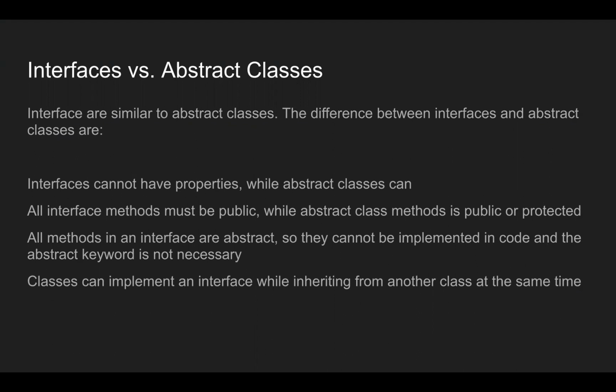All methods in an interface are abstract, so they cannot be implemented in the code, and the abstract keyword is not necessary. And the last one, classes can implement an interface while inheriting from another class at the same time. So that is the beauty of using interfaces. You can use various interfaces while still inheriting from a class.